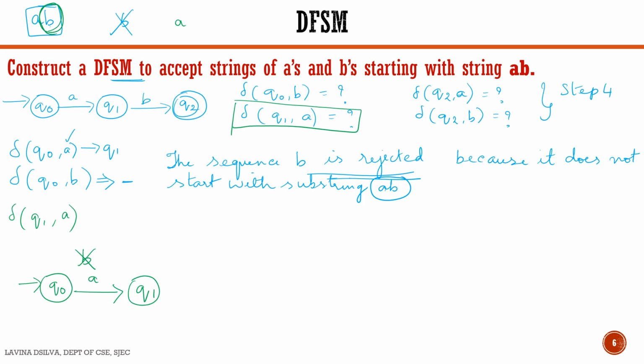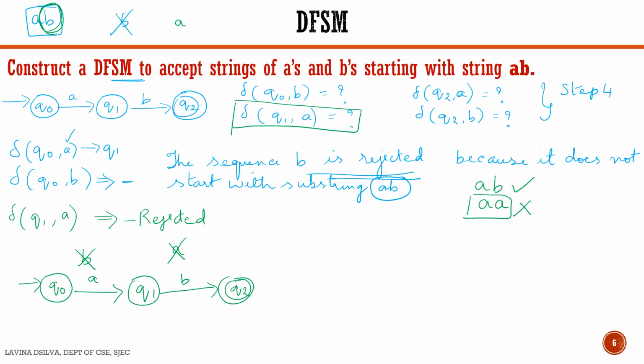On Q1 state, we have defined a transition for B. What about A? Can we have an A? No, we cannot have an A because we cannot accept the sequence AA. We can accept the sequence AB, but we cannot accept the sequence AA. This is wrong. So again this string is rejected.